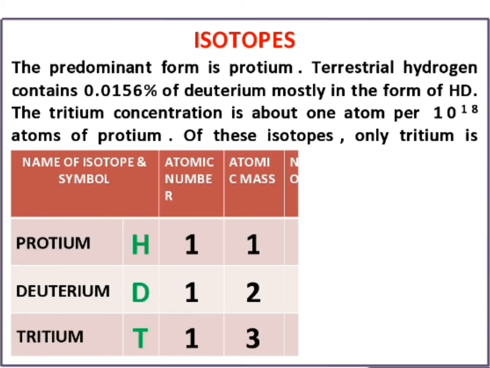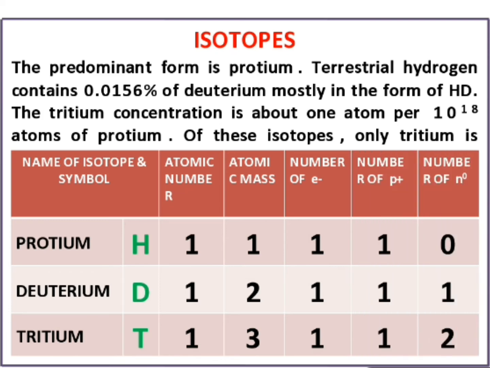So this is the table for the isotopes of hydrogen. First, the name of the isotope and symbol: protium, deuterium and tritium. Symbols are H, D and T. Atomic number: the isotopes have the same atomic number, so the atomic number is 1 for all. Atomic mass is different. It will be 1, 2 and 3.